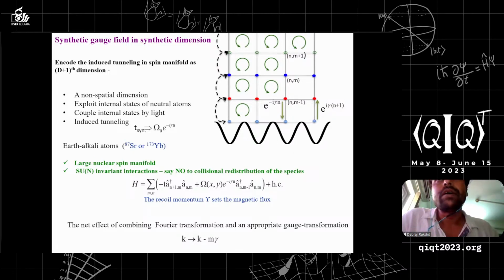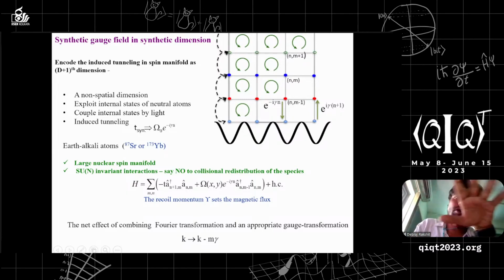I'm not getting this laser pointer. Okay. Yeah. And then you can also tune this gamma, the phase. So effectively, you can think that you are getting, if this is your Hamiltonian, I am writing.